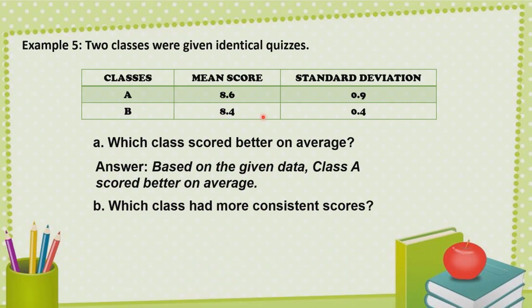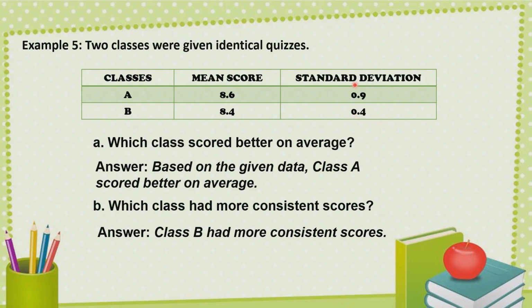Which class had more consistent scores? Class B had more consistent scores. We can see that here in their standard deviation. Since Class B has a lower standard deviation, this means that their scores are more consistent.